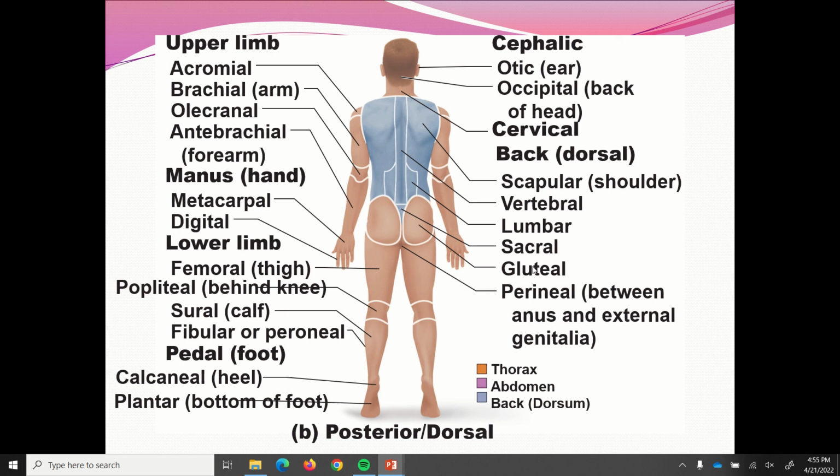Between the anus and external genitalia is the perineal. So the perineum is different than the peroneal. The perineum is between the anus and external genitalia. The peroneum includes the branch of the common fibular nerve off of the sciatic nerve, as well as peroneal muscles that move the lower leg and foot.